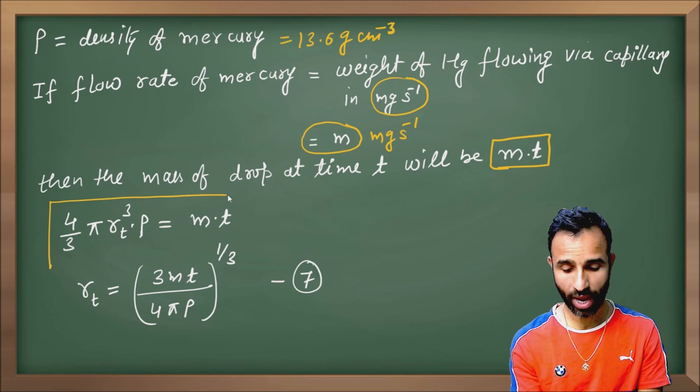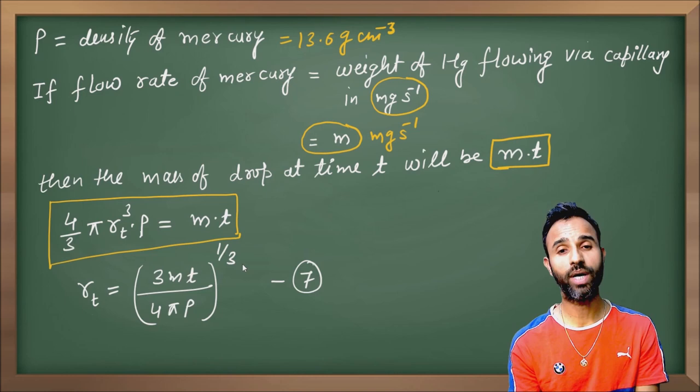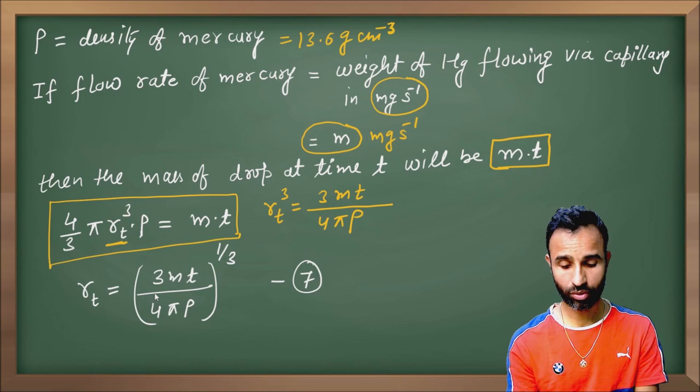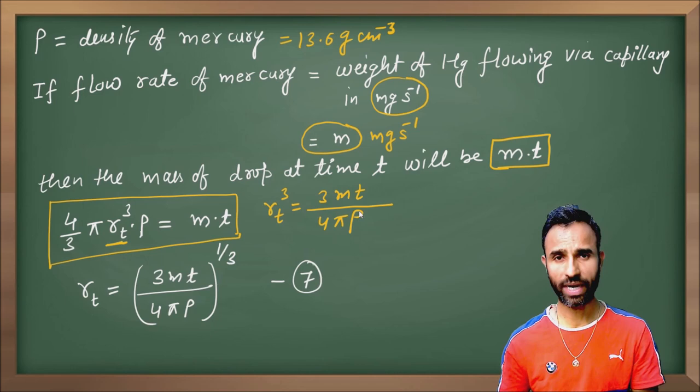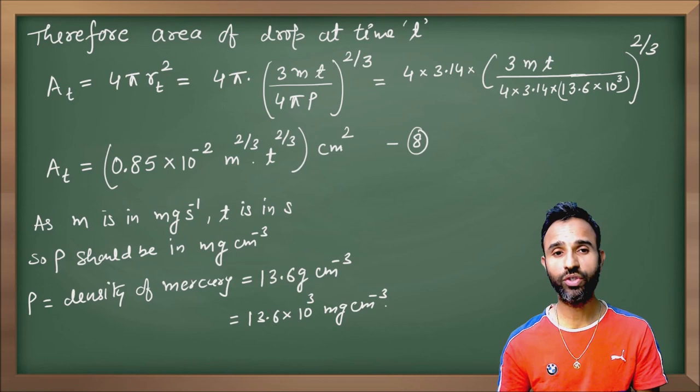So rt becomes equal to (3mt / 4πρ) raised to power 1/3. See, this rt³ is equal to 3mt divided by 4πρ, and therefore rt equals 3mt upon 4πρ raised to power 1/3, the cube root of this value. So this is the radius of the mercury drop. Now the area of the drop at time t is 4π rt².